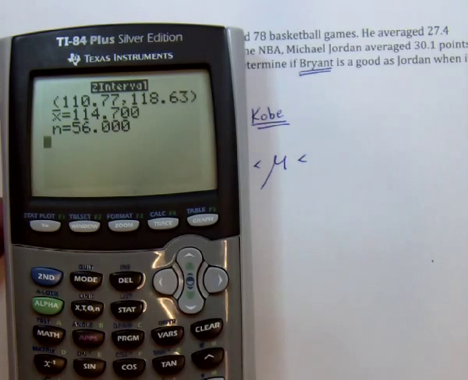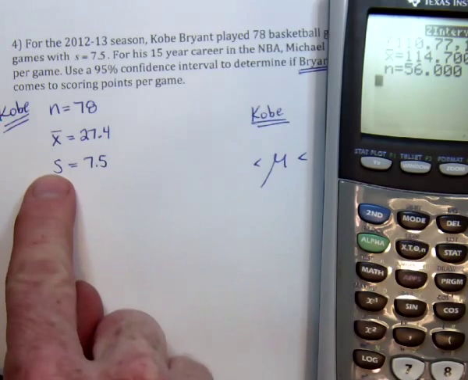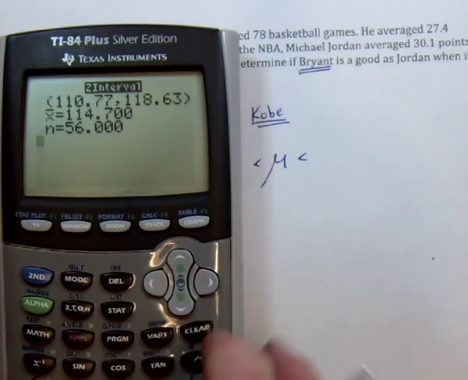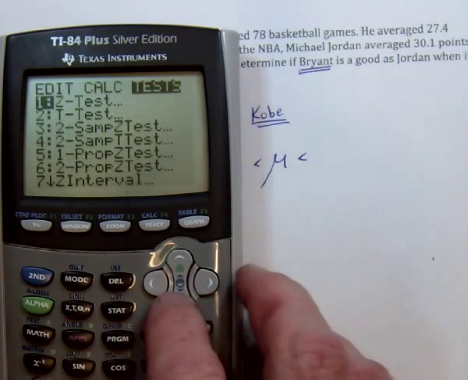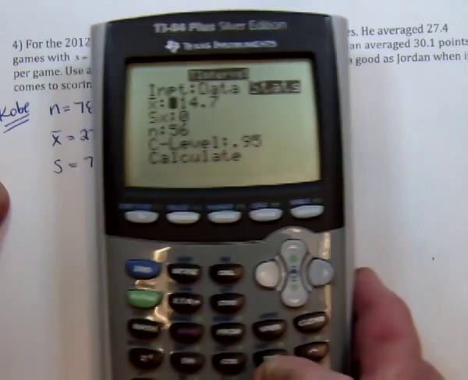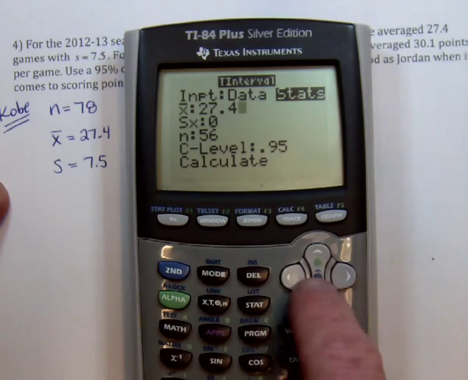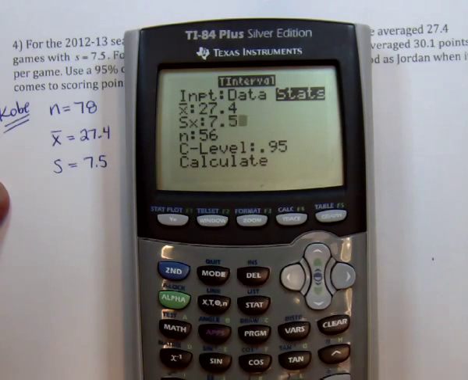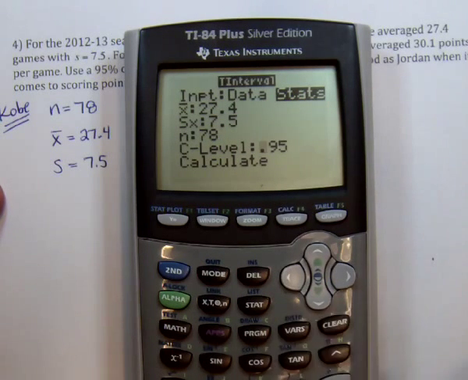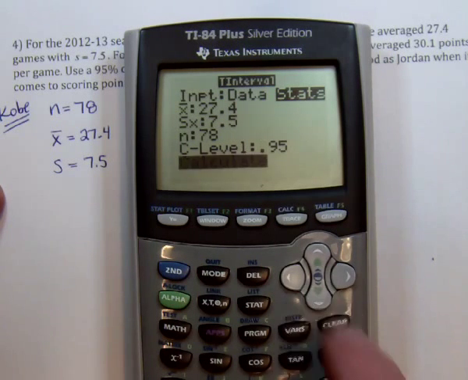So we use the t interval, again because this is the sample standard deviation S, so we need to use t interval. Stat, the t interval, then the average, 27.4, the S, 7.5, based on 78 basketball games. That was for last season, 2012, 2013. And then use 95%.